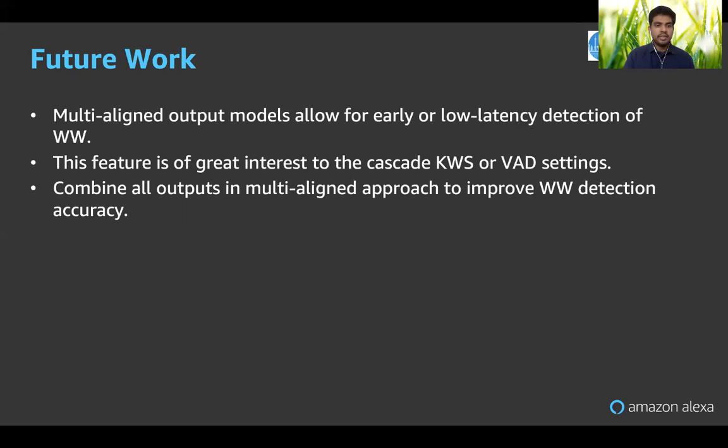The other experiment which is currently in progress is combining all the outputs, the start output, the end output, and the wake code output of the multi-align approach, to use together for wake code detection. Currently we explored it using align for start and end detection, and we use the wake code output for wake code detection. So the new work we are doing is trying to combine all of them to improve the wake code detection.